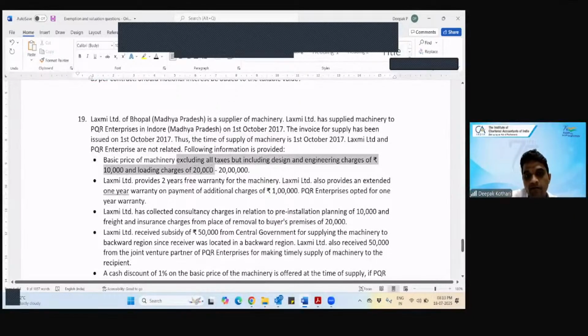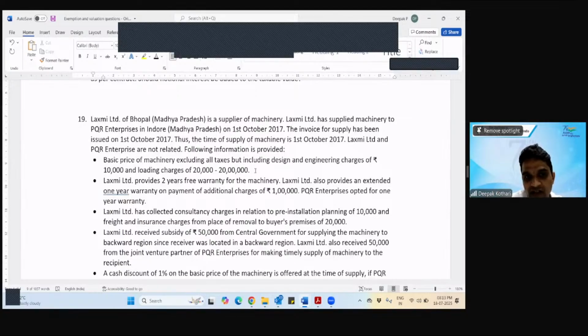Yeah. So there is one view that they have mentioned 20 lakhs as the basic price. So I've taken 1% of 20 lakhs, but it includes design and engineering charges, which are 10,000 and 20,000. So you can make your assumption saying that the basic price is 19 lakh 70,000. On that, I will take 1%. That can also be one view. That is also possible.